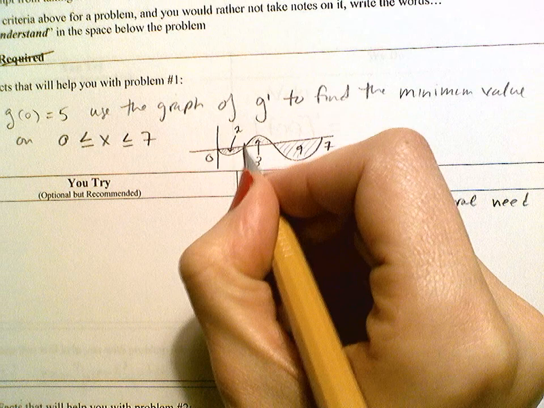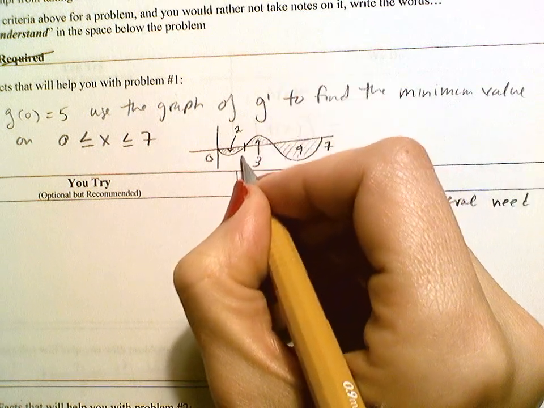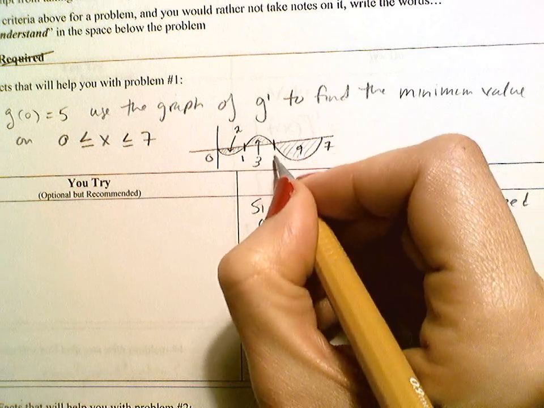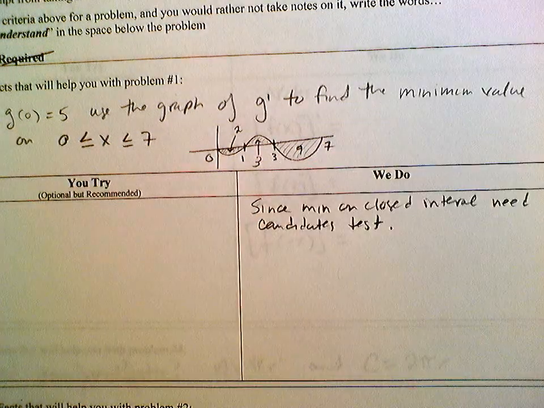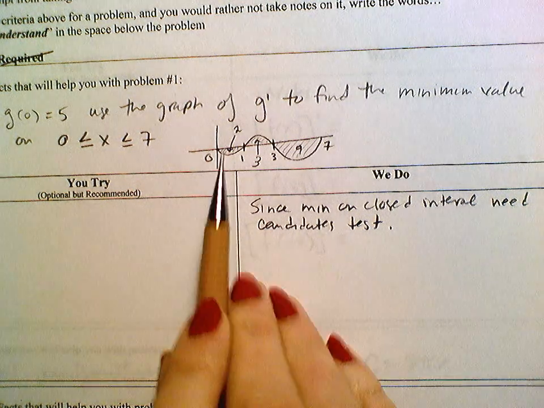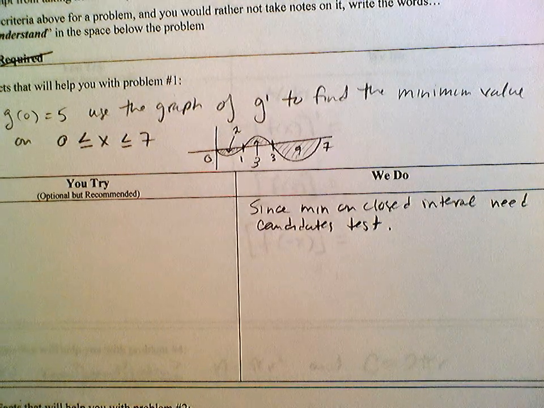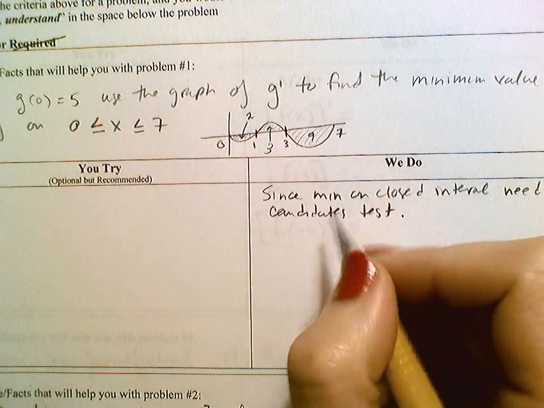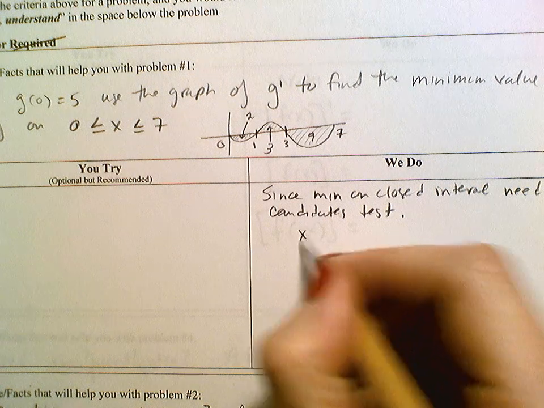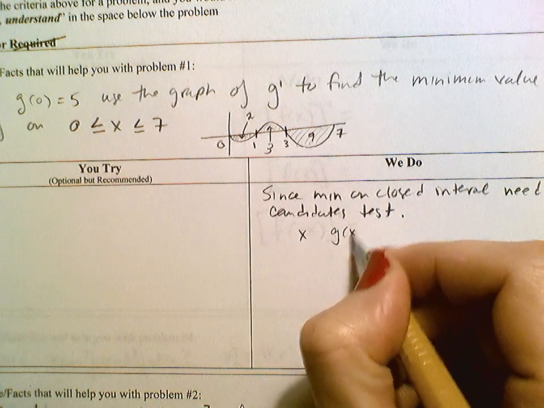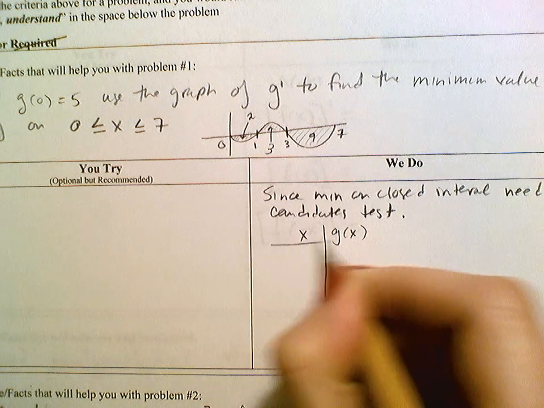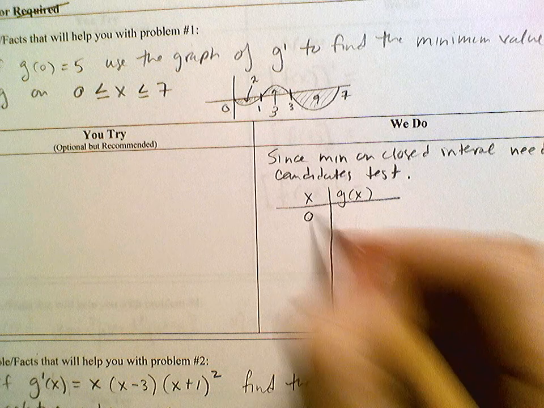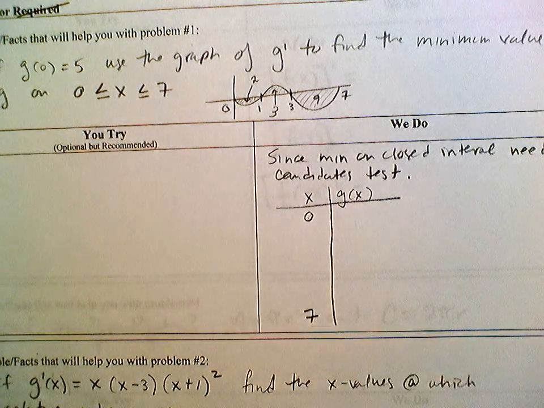Okay, so I have to tell you that this x value is, let's say, 1, and let's say that this x value is 3. Okay, so 0, 1, 3, and 7, those are the x values. So what you've got to do for the candidates test is you go x, and then here will be G of x. Okay, and then up here go the endpoints. So I'll have 0 and 7 there and there.